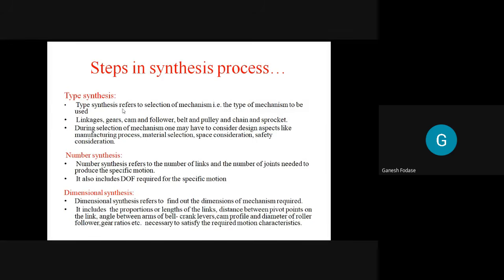So what basically is type synthesis? Type synthesis is the first step in the synthesis process. Remember, at the end of these 3 steps, our mechanism is finalized, our design is finalized based on the desired output for a given input. In type synthesis, we are going to select a mechanism: which type of mechanism we need to use for that output for a given input. So type synthesis refers to the selection of mechanism. The first step is nothing but selection of mechanism. Now different mechanisms are there.